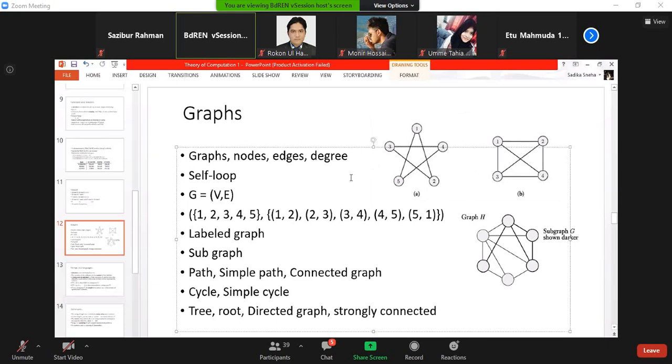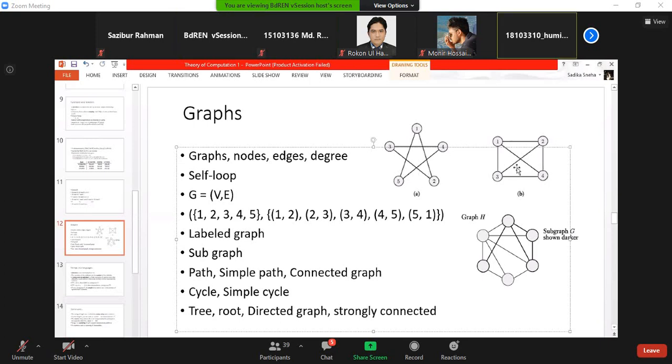So we know graph. What is our idea about graph? Graphical representation. It is just some points connected with some lines. These points are called nodes or vertices. Graph is a set of points which are connected with some lines.